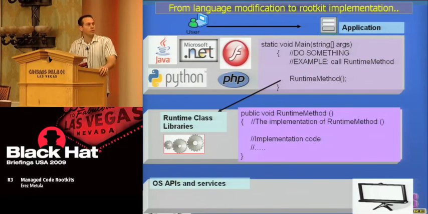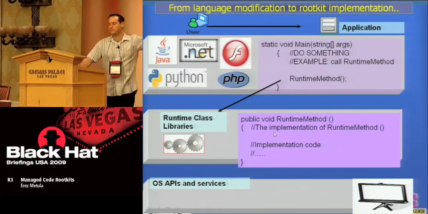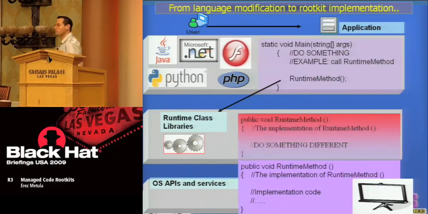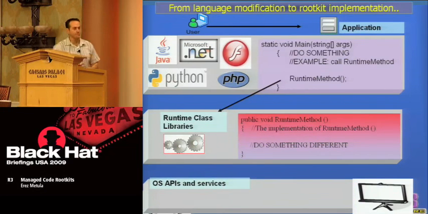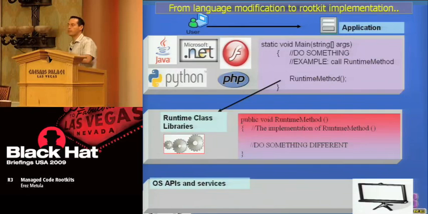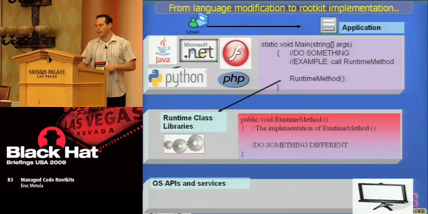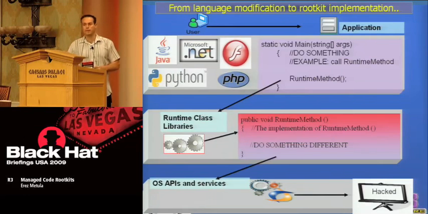Well, when we are doing language modification, basically the runtime method, the one over here that is being called, in rootkits we are throwing it away, changing the method to something that will do something completely different. Now, when a call comes from the application level, remember the application does not change, the application stays the same, it will do something completely different and our system will be hacked.